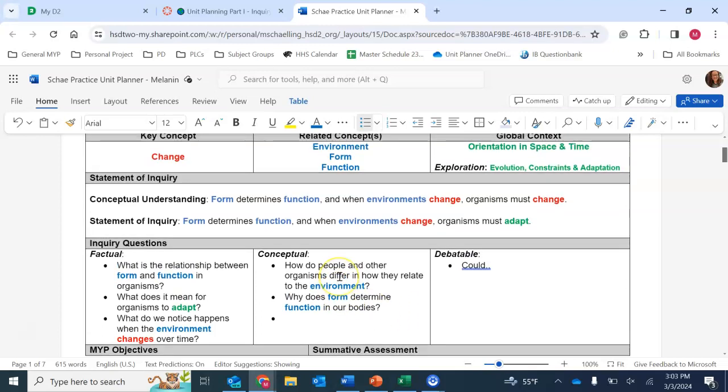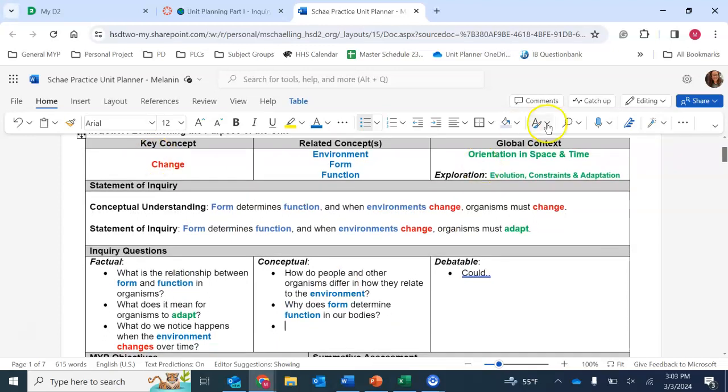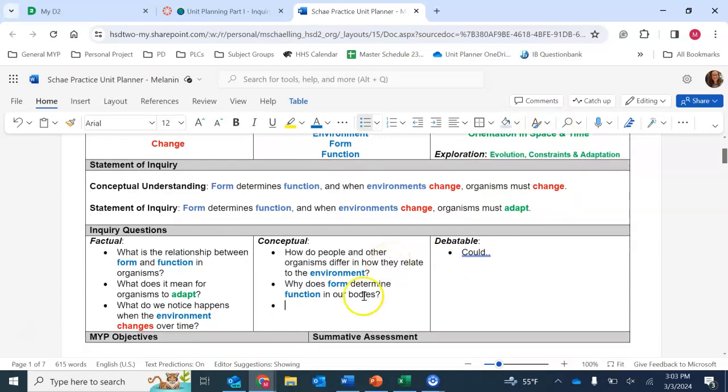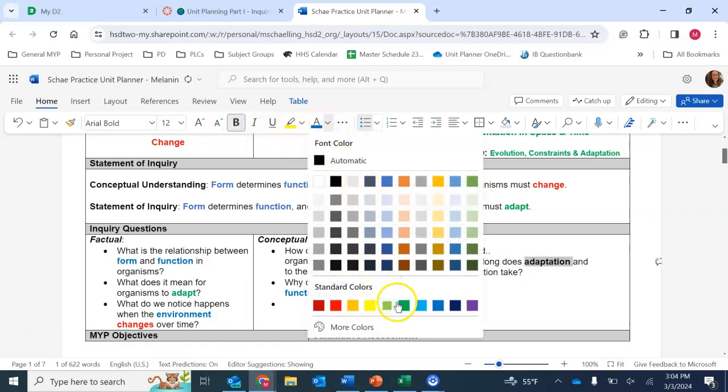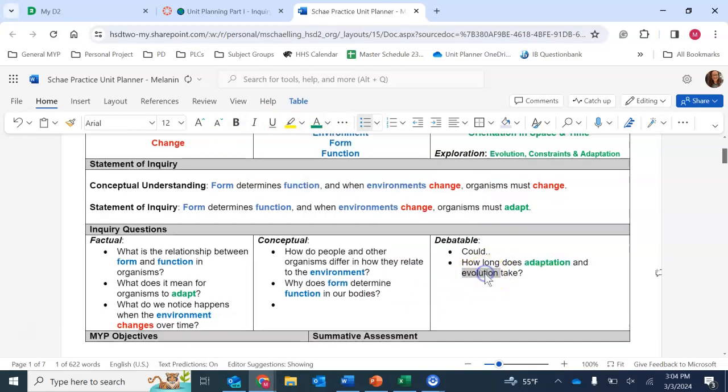All right, let's try to do one with change and our global context. One that is pretty good. I think this might be more debatable, but one debatable one that I'm thinking is, how long does evolution take? How long does adaptation and evolution take? This one is a cool one, but I think it's more debatable. So I'm going to put that here.